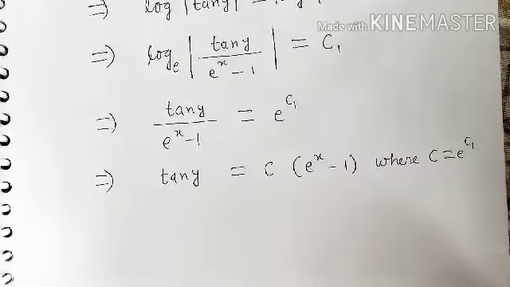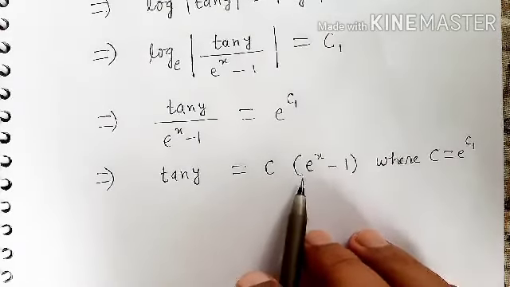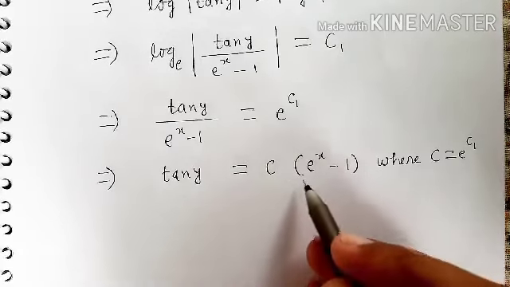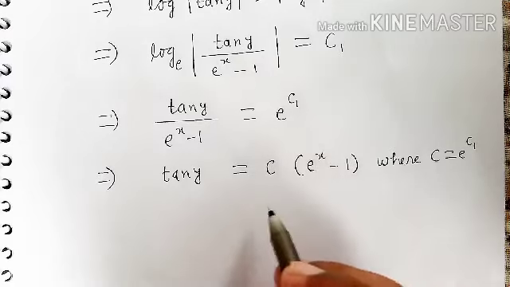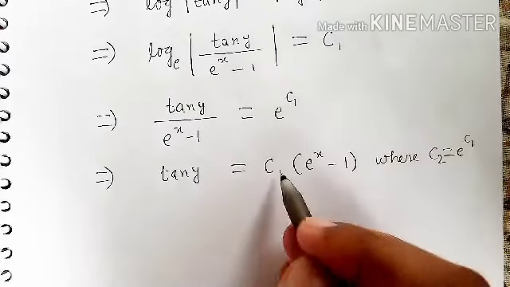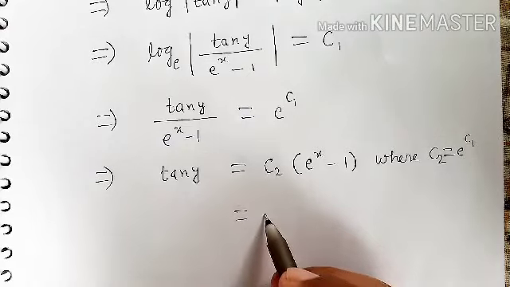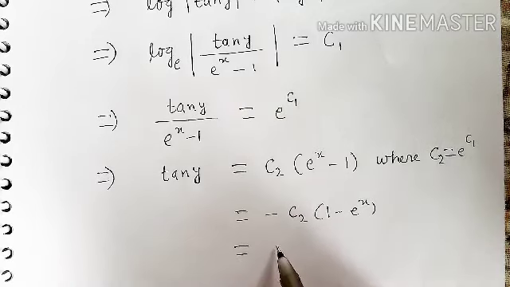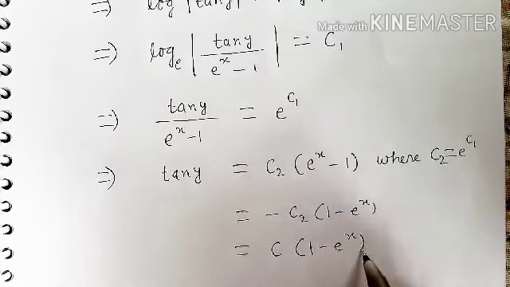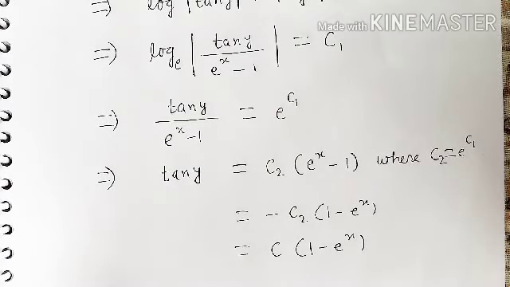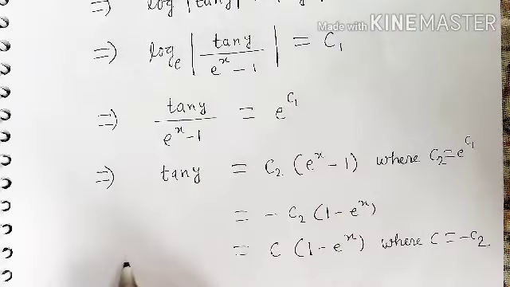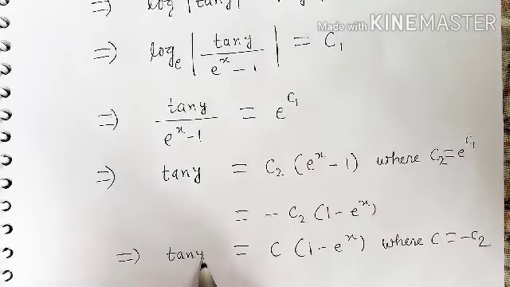In the answer it is written c into 1 minus e to the power x. So you can transform it into that form. However, this is also right. Here we can put c2, then we can write c2 times 1 minus e to the power x, and here we can write c times e to the power x minus 1. This is the freedom for us, where c is equal to minus c2. Which is the required general solution.